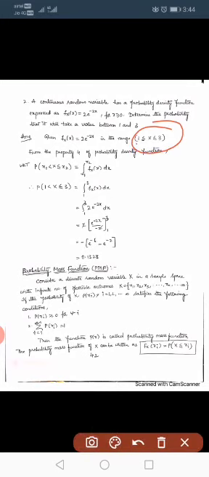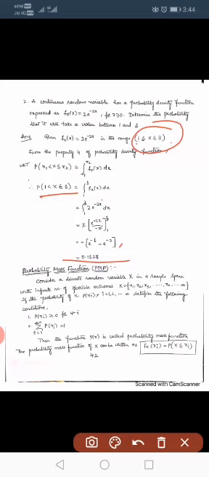So use this property: probability of x1 less than capital X less than or equal to x2 equals the integral x1 to x2 of the density function fx of x dx. x1 is given as 1 and x2 is given as 3. Now take the integration of 2 into e power minus 2x. The integration of e power minus 2x is e power minus 2x by minus 2. Substitute the upper and lower limits, and we get this value.